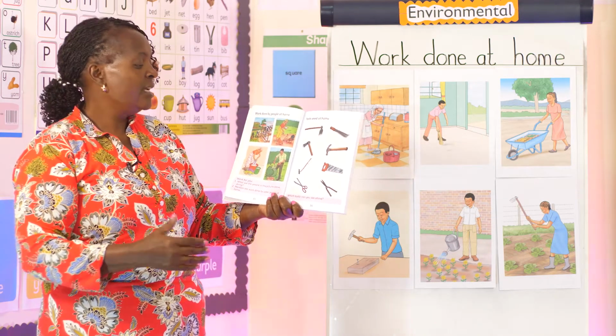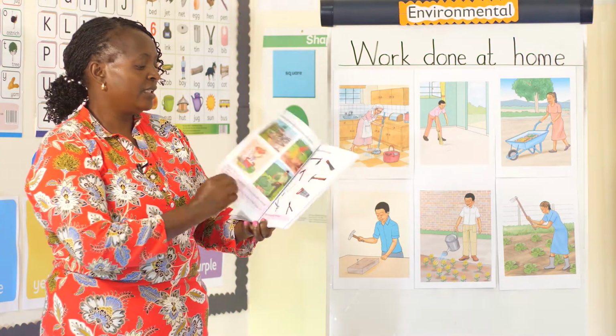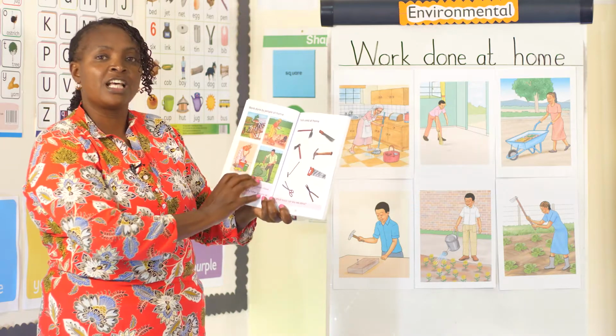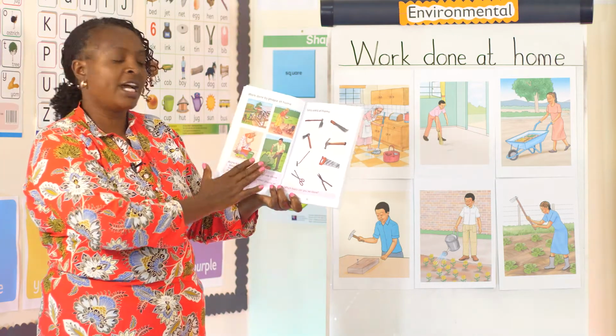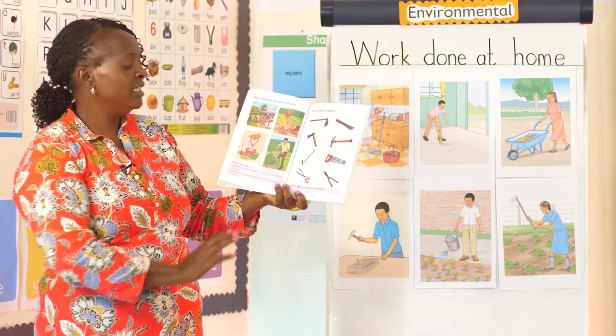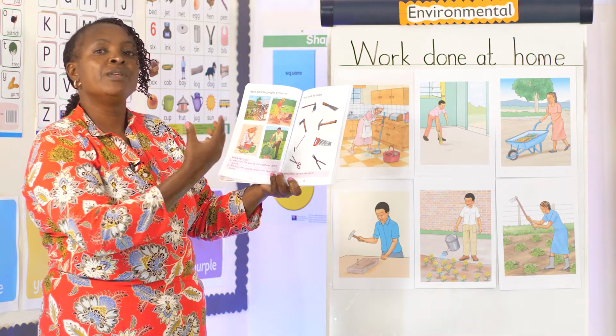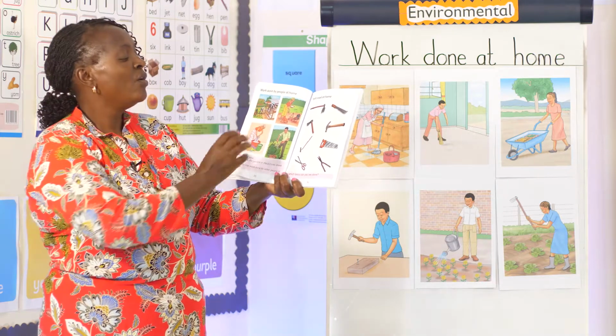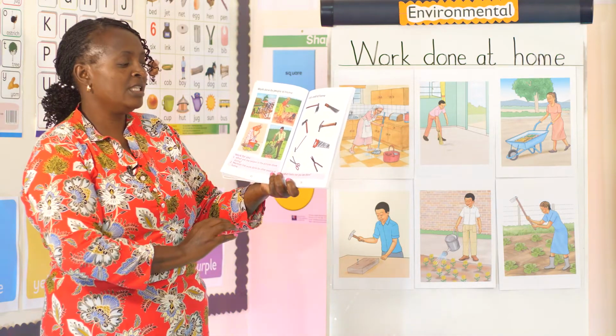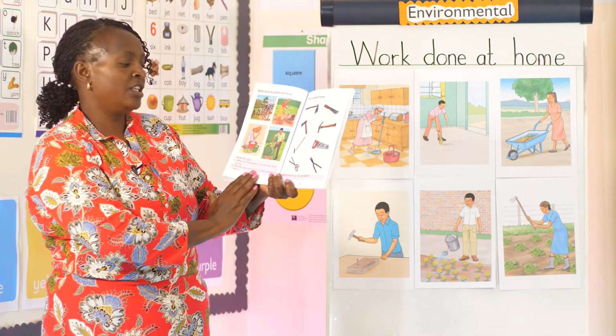Okay, children? Now, when we look at this, we can discuss this at home. We can discuss with auntie, mommy, and daddy when we are looking at these pictures, and we can discuss with them why they do what they are doing.